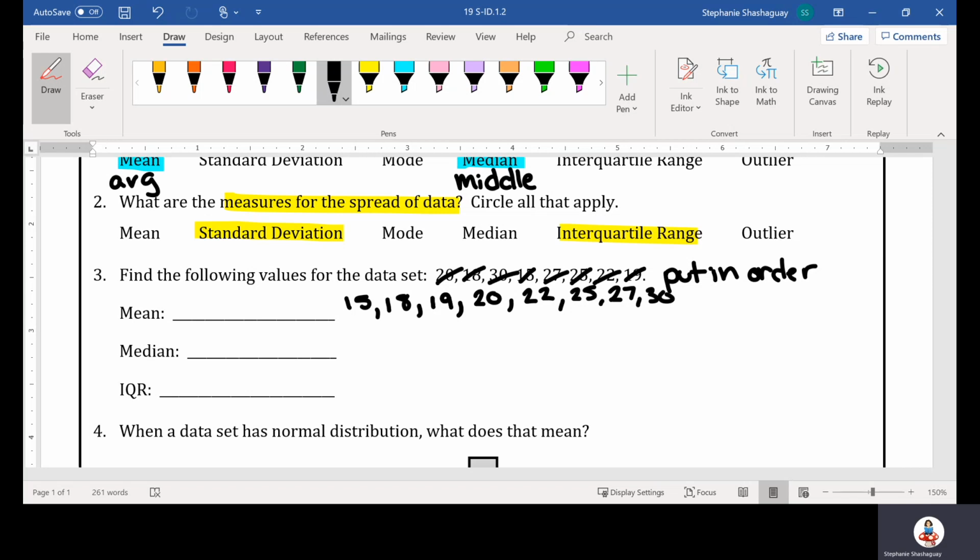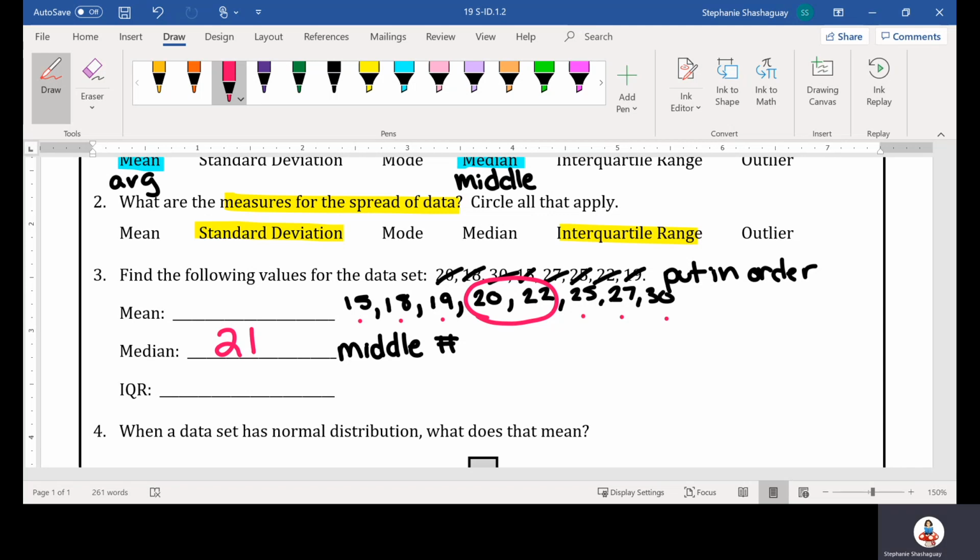Okay, now that this data is in order, we can find our median, because our median is our middle number. If our middle is two numbers, then we have to find the middle of those two numbers. So we have 1 and 1, 2 and 2, 3 and 3, and here is our middle. When you have two numbers, 20 and 22, you either add them up and divide by 2, or you can see that our median here is going to be 21.